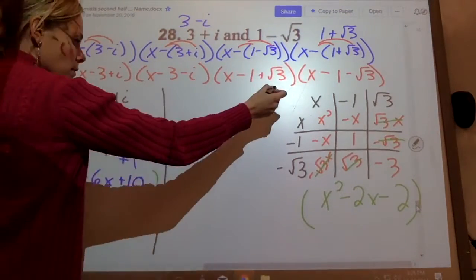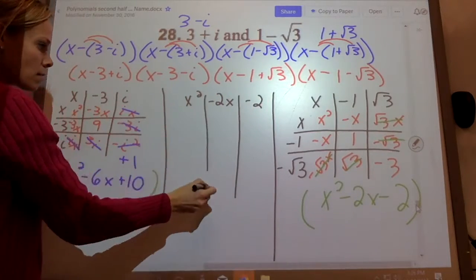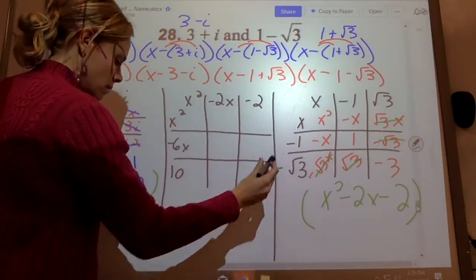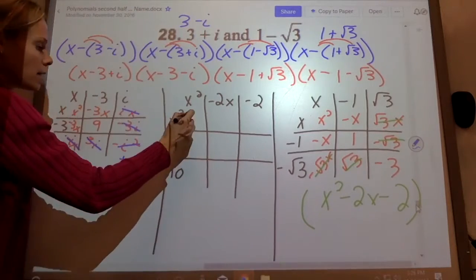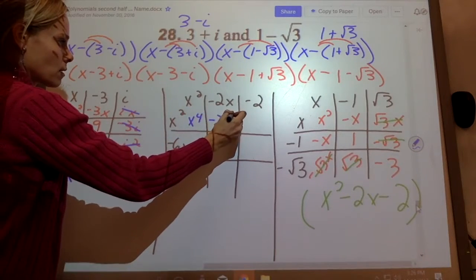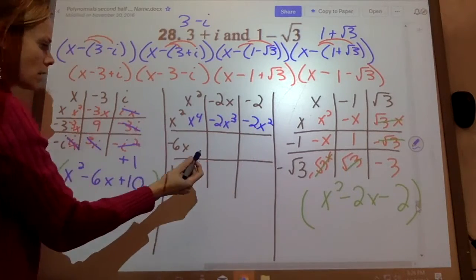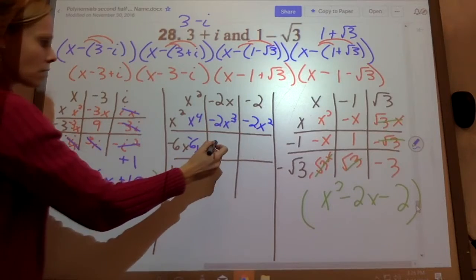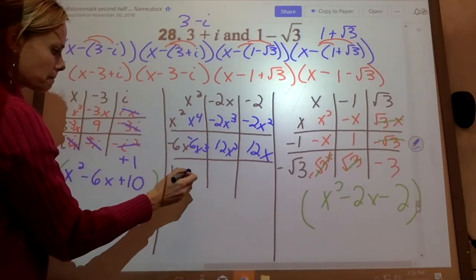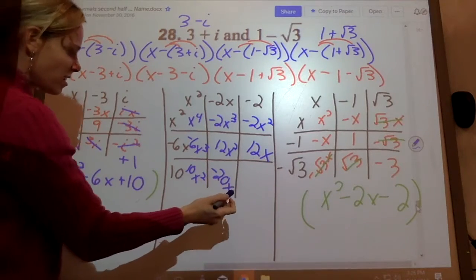So I'll set that up in the middle here. x squared minus 2x minus 2, x squared minus 6x plus 10. Do some multiplying. Here's my 4th degree, right? Because I know 4 roots, I need a 4th degree polynomial. And then 6x cubed. Does it matter if I did it the other way around? Nope. You can switch the row and column terms. And your like terms should all line up. Kind of a way to check yourself. They all kind of line up nicely.